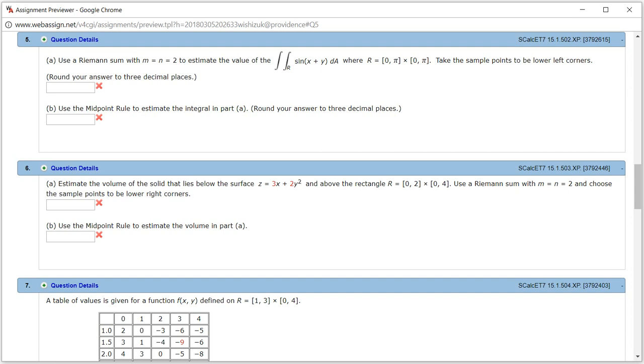Alright, let's look at homework 15.1, problem number 5. We have this double integral, and we want to approximate it using the lower left corner points and also the midpoint rule. Alright, so let's do that.